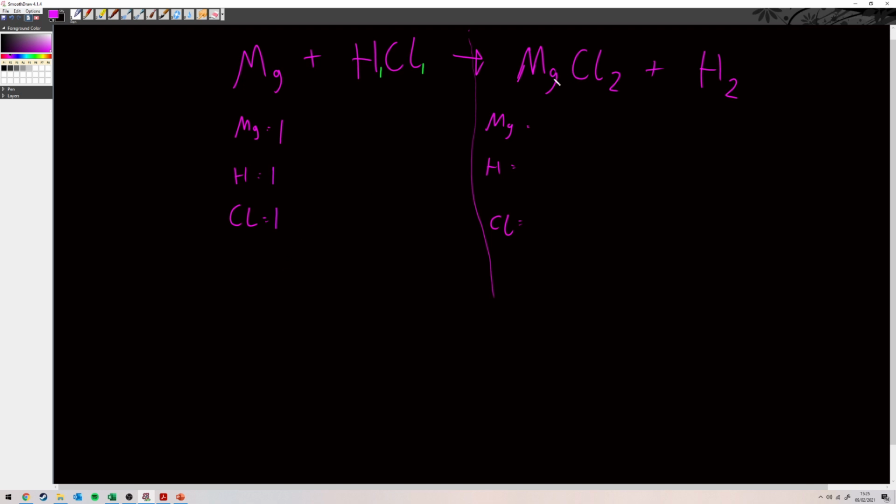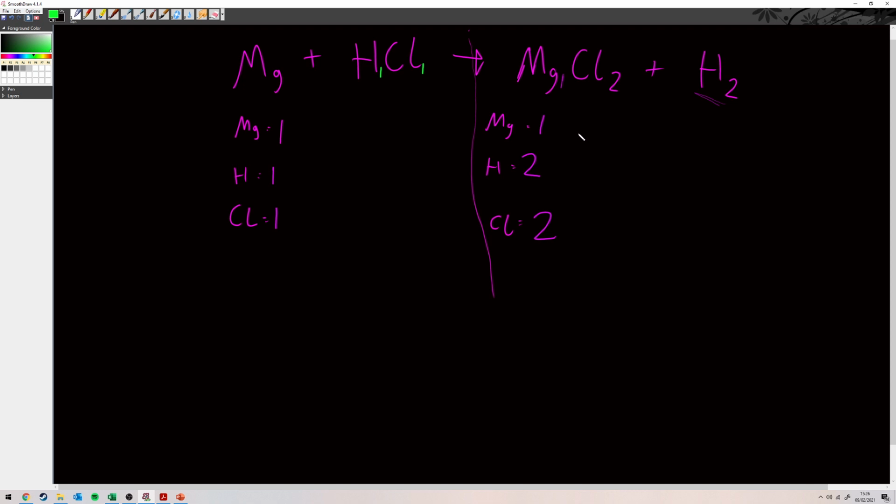Let's look at the right hand side. Again, Mg, no number, so it's a little 1 really, isn't it? We've got 1 magnesium. Here we've got 2 chlorines. And here we have got 2 hydrogens. At the moment, we're not really very balanced at all. Magnesiums are fine, hydrogens and chlorines are not.